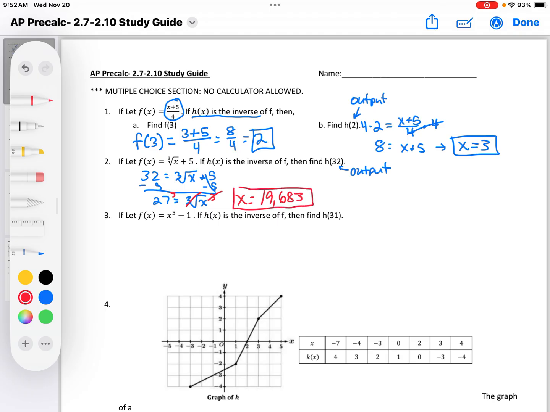19,683. Now don't worry, on your test you will not have something where you have to calculate such a big number, because you won't be able to use a calculator.